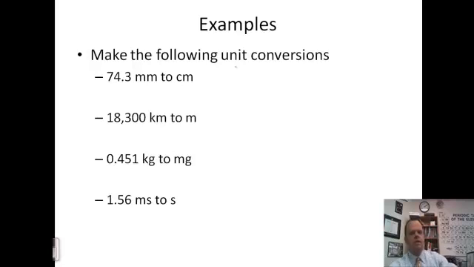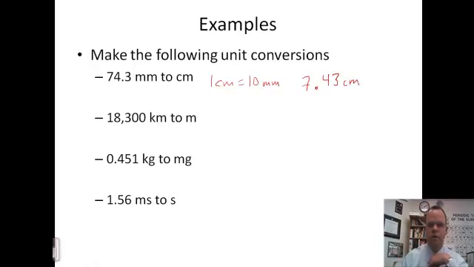We have 74.3 millimeters, and we want to convert that to centimeters. So we would need to know what the basic conversion is between milli and centi. Centi is 100 times smaller, milli is 1,000 times smaller. So I know that 1 centimeter is equal to 10 millimeters. So I'm going to take 74.3 and divide by 10, and I would get 7.43 centimeters.